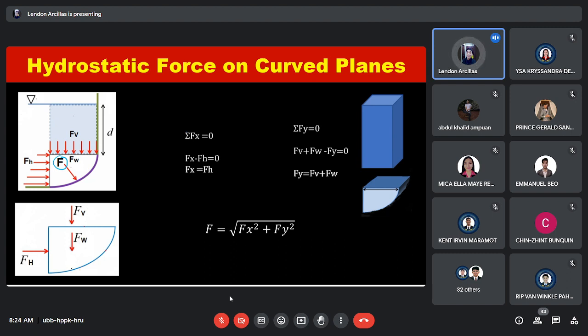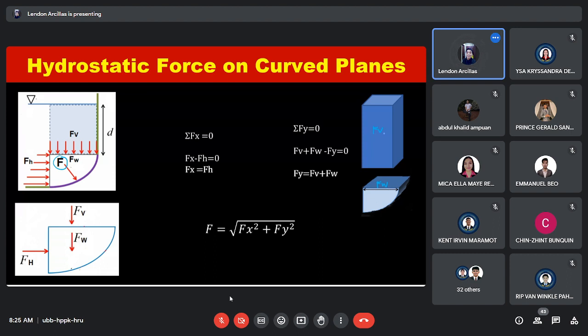So, pag kukunin natin yung three-dimensional drawing for this one, ito na yon, ang rectangular. So, this is what we call F of V, or the force of this liquid na naka-rectangular. And the force of this liquid na quarter circle.